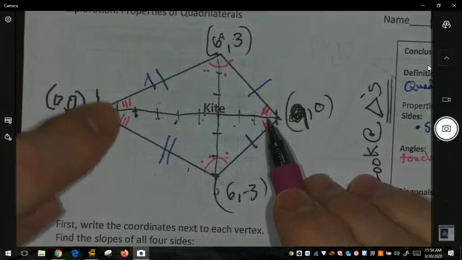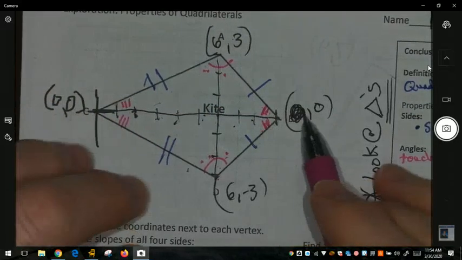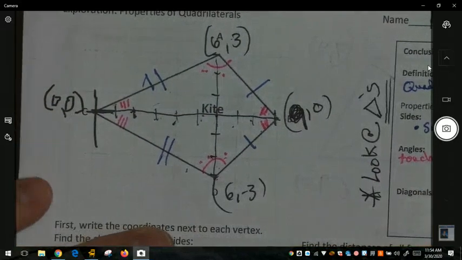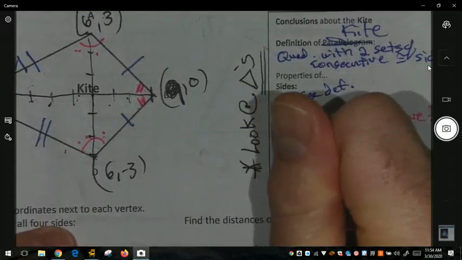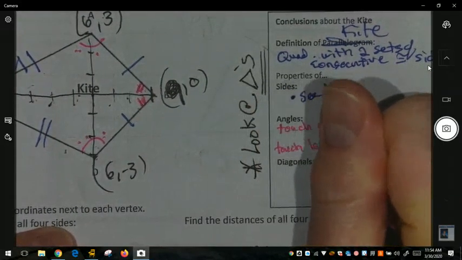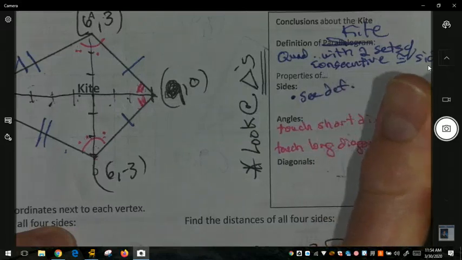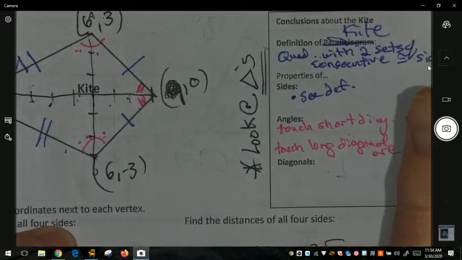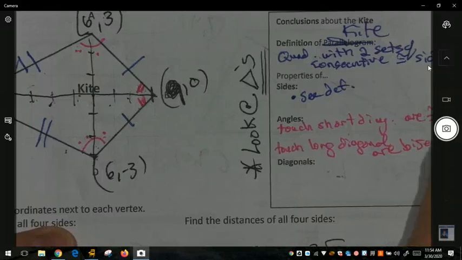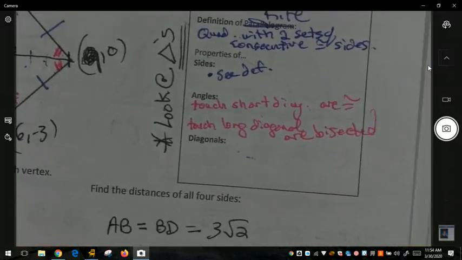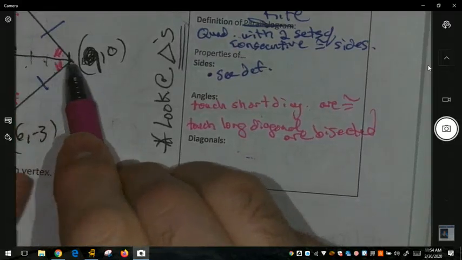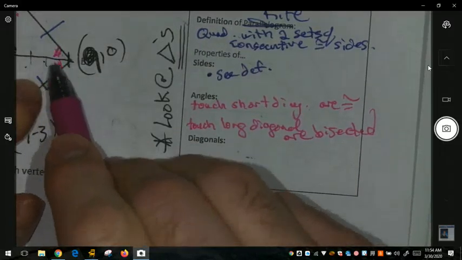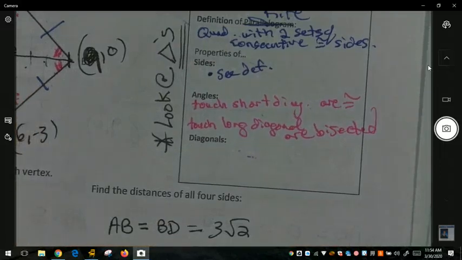But this angle C has been bisected and angle B has been bisected. And it's hard to see that in our calculations. But the ones that touch the long diagonal are bisected. That doesn't mean they're congruent to each other. The two ends of the diagonal aren't congruent to each other, but the angles that are touching the long diagonal, like this, the long diagonal touches angle B, it's cut into 2 equal parts.